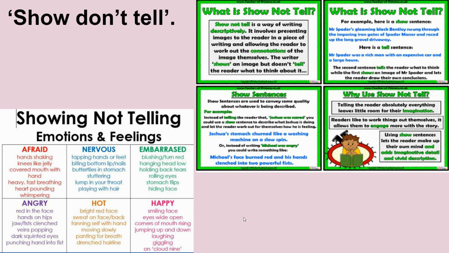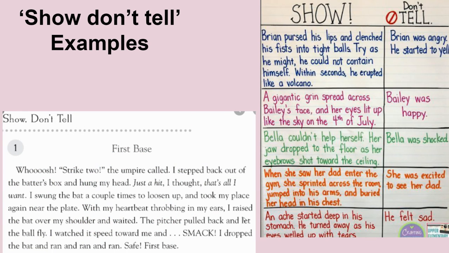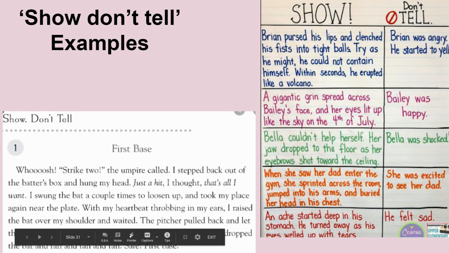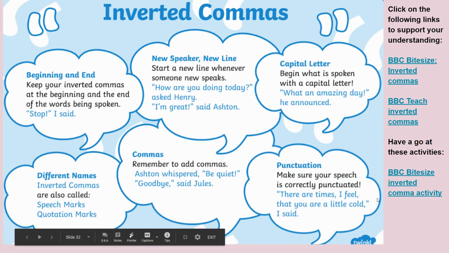They also provide you with a sort of setting the scene. That's always useful in a newspaper article, particularly if you're setting the scene for the opening paragraph. They also give you some examples as well, and it breaks it down here in a lovely poster for you as well. You've also got inverted commas.